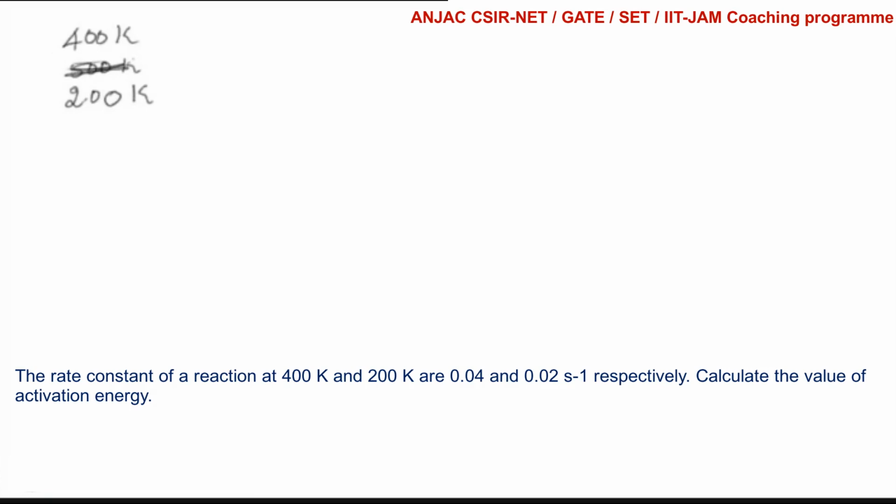Here, K values are given at two different temperatures. Therefore, you should apply the integral form of the Arrhenius equation, because energy of activation is asked and K values are given. Immediately seeing the K values and the energy of activation, you should go for the Arrhenius rate equation. Which form should be taken: the exponential form, the logarithmic form, or the integrated form at two different temperatures? You should take it at two different temperatures.